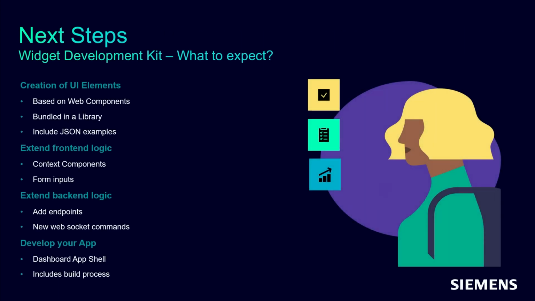And what we also want to do in the future is to deliver to you this widget development kit. Just some headlines so that you know what to expect from the widget development kit. We want you to be able to easily create these UI elements, which are presented to you in the architecture. You can extend the front-end logic, create new context components or form inputs. You can also extend the backend logic in the future. For example, you can create new endpoints. And finally, you can develop your app, include it in the build process, and so on.